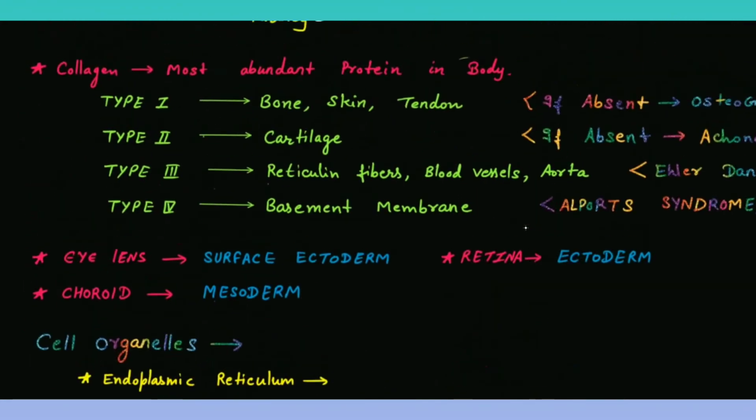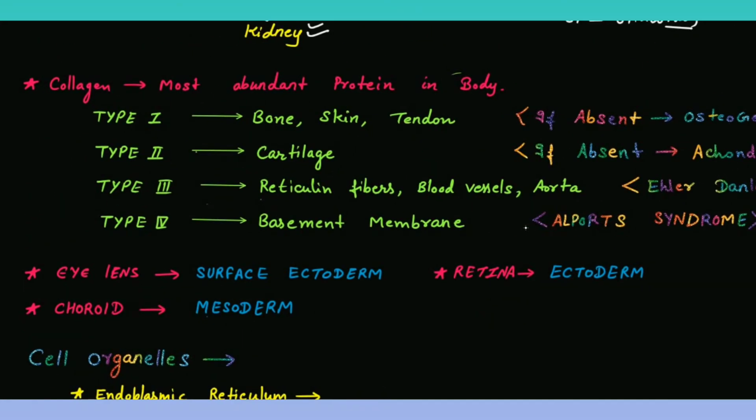The next question is about collagen. Collagen is the most abundant protein in the body. The most abundant protein in the blood is albumin. There are four types of collagen I am discussing here: type 1, type 2, type 3, type 4.